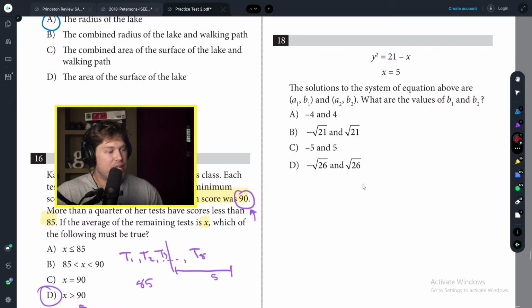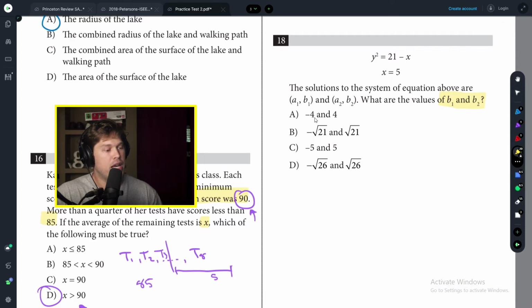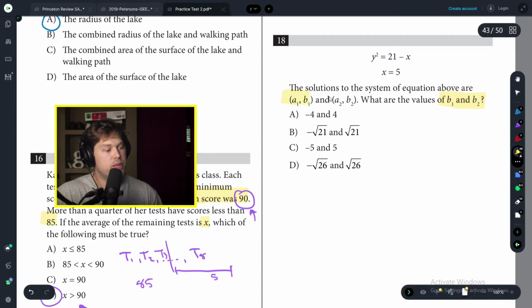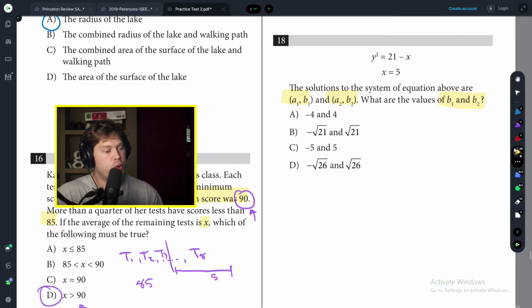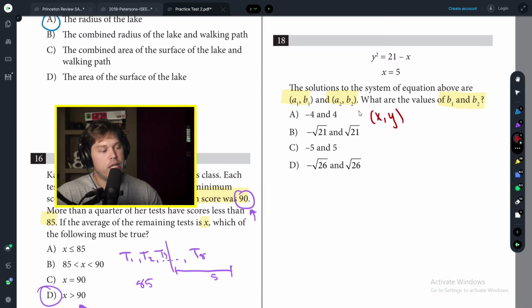Number 18. The solution to the system of equations above are a sub 1 and b sub 1 and a sub 2 and b sub 2. What are the following values of b sub 1 and b sub 2? Okay, so we're asked for our b sub 1 and b sub 2, given that the solution to the system are these two different coordinates. So remember that coordinates are always given to you in x comma y. So if we're looking for our b sub 1 and b sub 2, we're looking for our y solutions. We want to know what our solutions of y are.